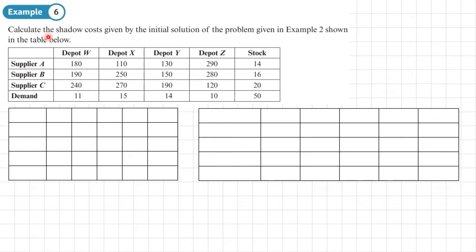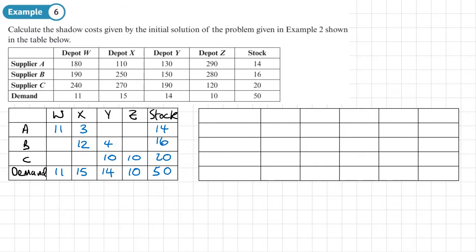Example 6. Calculate the shadow costs given by the initial solution to the problem given in example 2, shown in the table below. I'm not going to go through the northwest corner method again, so I'm just going to write down the result of doing that algorithm on this table. If you need to do it again, you can look back at example 2. So this is the result of that example here.